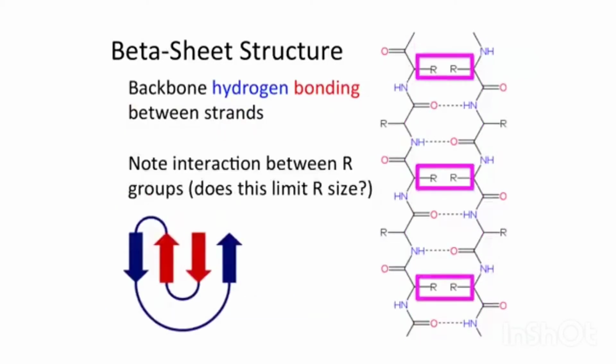Now, note that there is not only the interaction between the amino group and the carboxyl group, but also between the side chains, between the R groups. And you might think for a minute about, does this limit the size of the R group? And also, could proline participate in this structure?